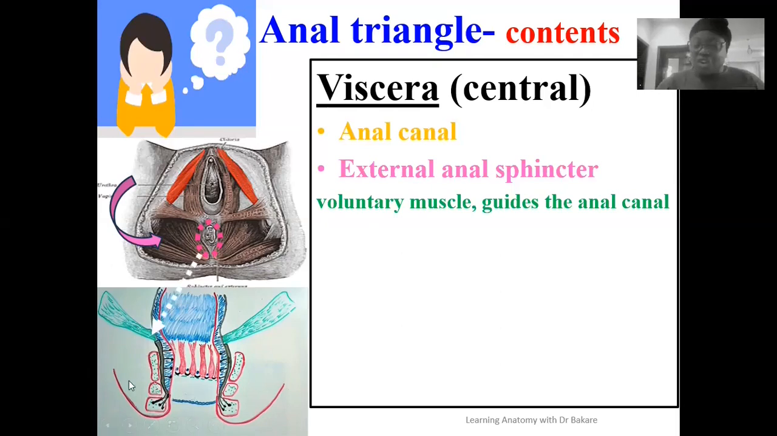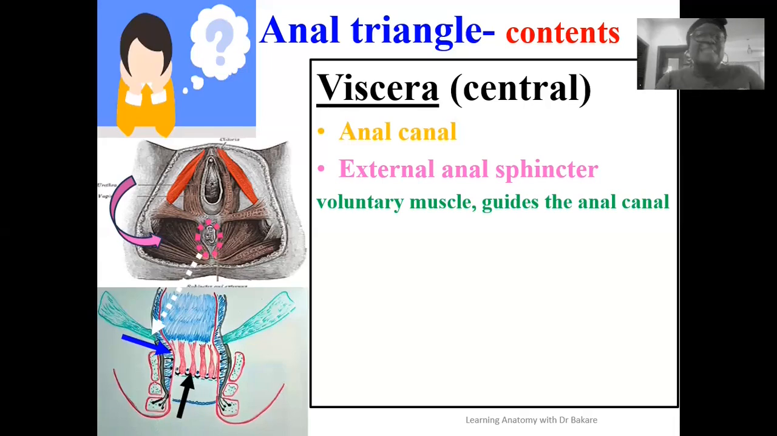So at this inferior part, at the central part, you have the anal canal. This is the lumen of the anal canal. Then surrounding the anal canal on the outside, we have the internal anal sphincter, and this is what is arrowed here in blue. This internal anal sphincter is different from the external anal sphincter because it is an involuntary muscle. We do not have control over this muscle.